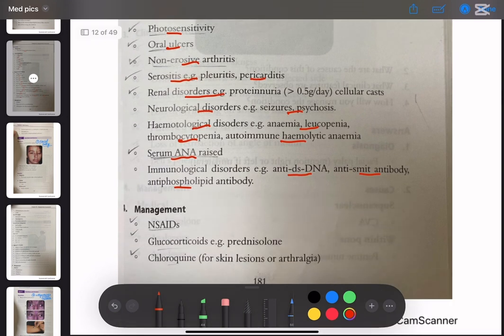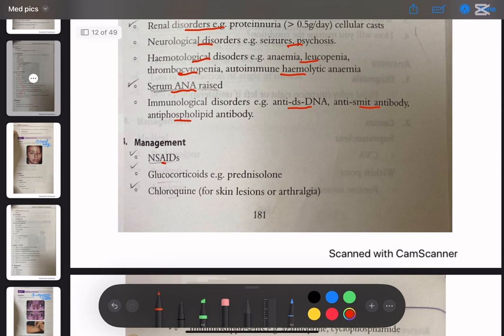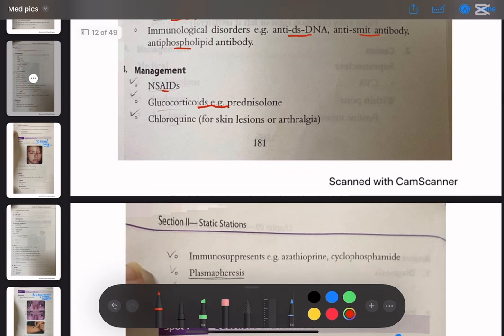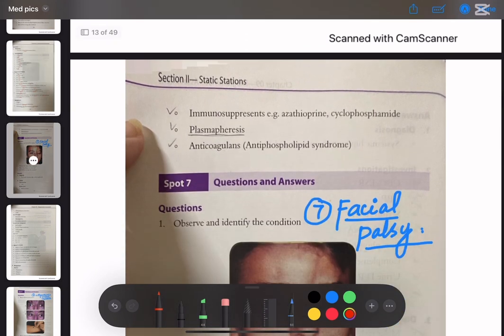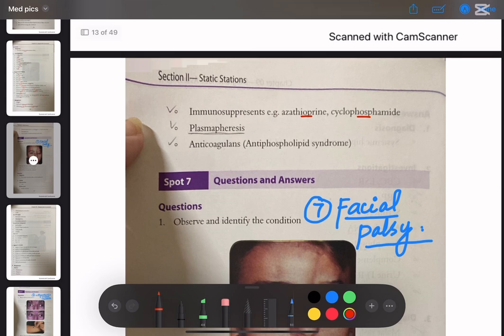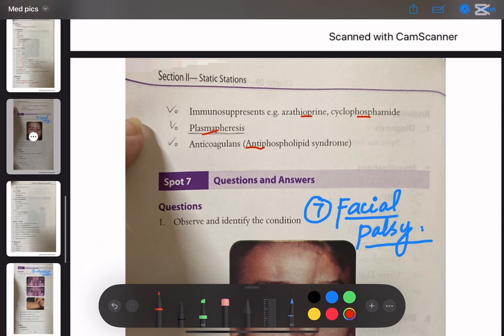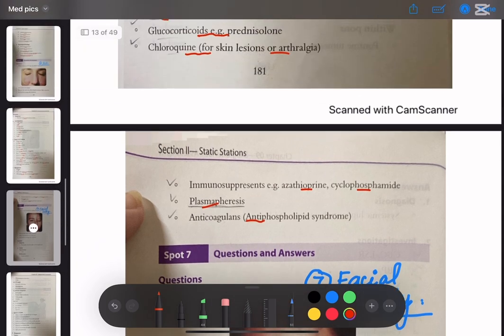The management is NSAIDs are given. Glucocorticoids, for example, prednisolone is given. Chloroquine is given for skin lesions or arthralgia. Any immunosuppressant, for example, azathioprine and cyclophosphamide are given. And plasmapheresis, and anticoagulants for antiphospholipid syndrome. Anticoagulants are given for this syndrome. So this was about the SLE.